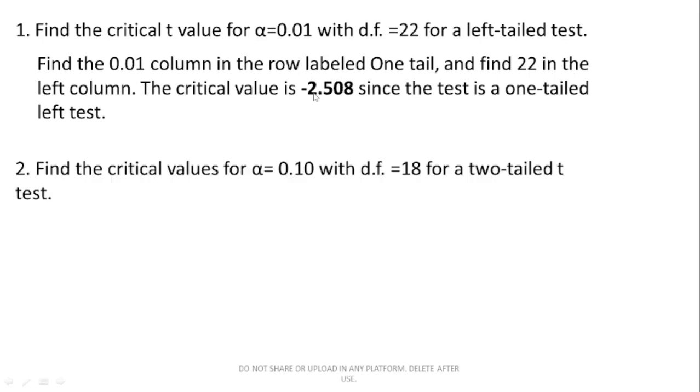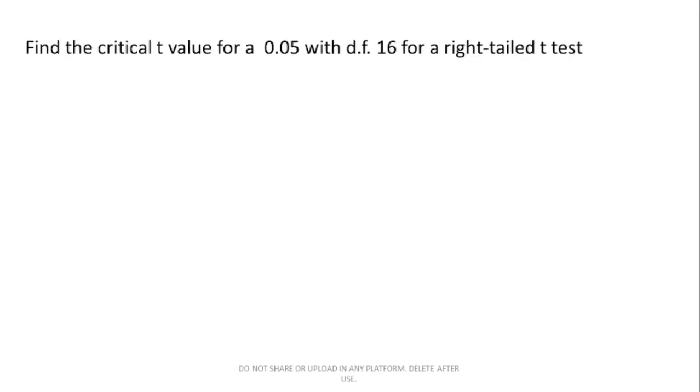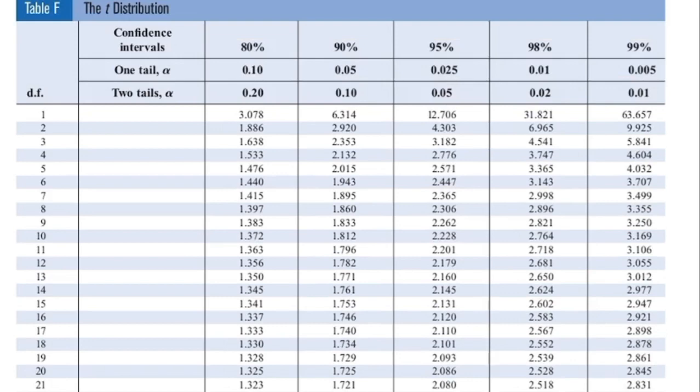Find the critical value for alpha equal to 0.10 with degrees of freedom of 18 for a two-tailed t-test. Let's check the table again. Our alpha is 0.10 and it is a two-tailed test. So this one, 0.10, and the degrees of freedom is 18. Here is the 18.